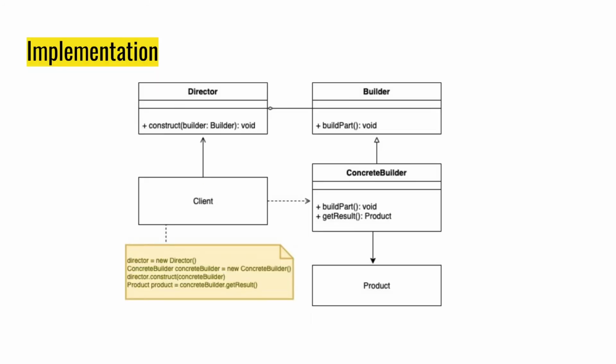The participant classes in this pattern are: the Builder class specifies an abstract interface for creating parts of a product object. The concrete builder constructs and puts together parts of the product by implementing the builder interface. It defines and keeps track of the representation it creates and provides an interface for saving the product. The Director class constructs the complex object using the builder interface, and the Product represents the complex object that is being built.